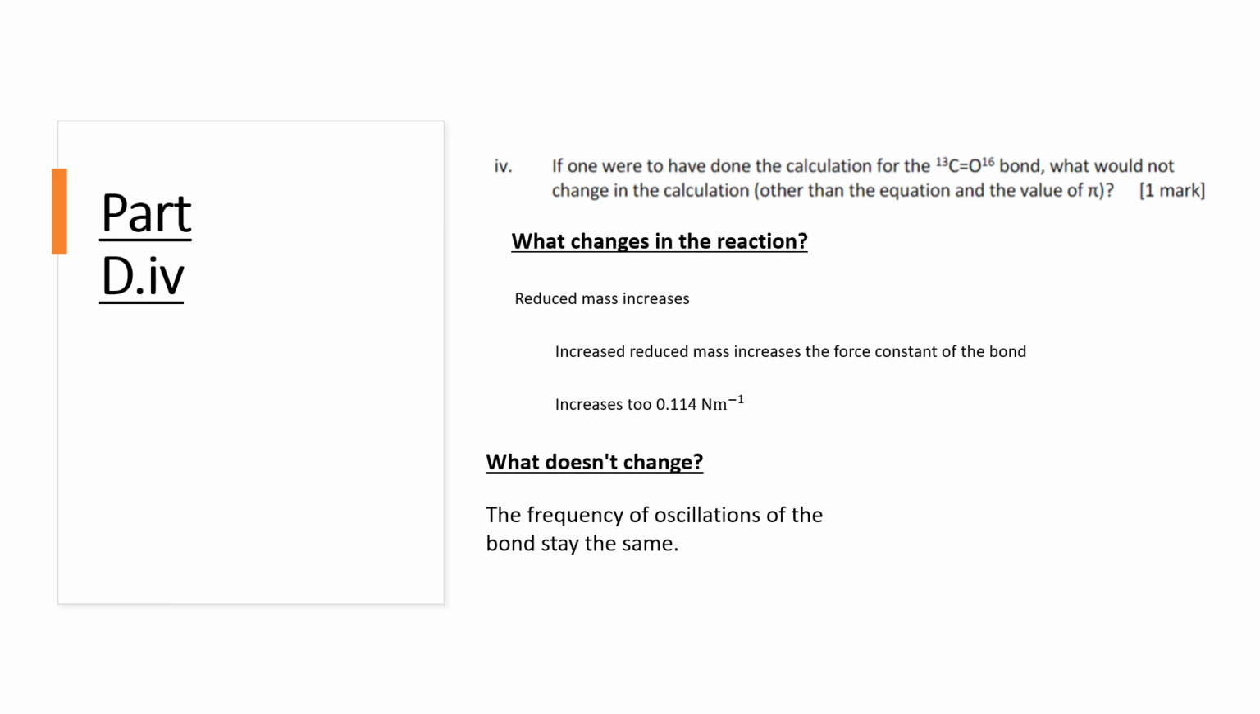What doesn't change is the frequency of the oscillations of the bond. Those stay the same across the different isotopes that you can use. So the same would be true for carbon-14 or oxygen-17. That stays constant.